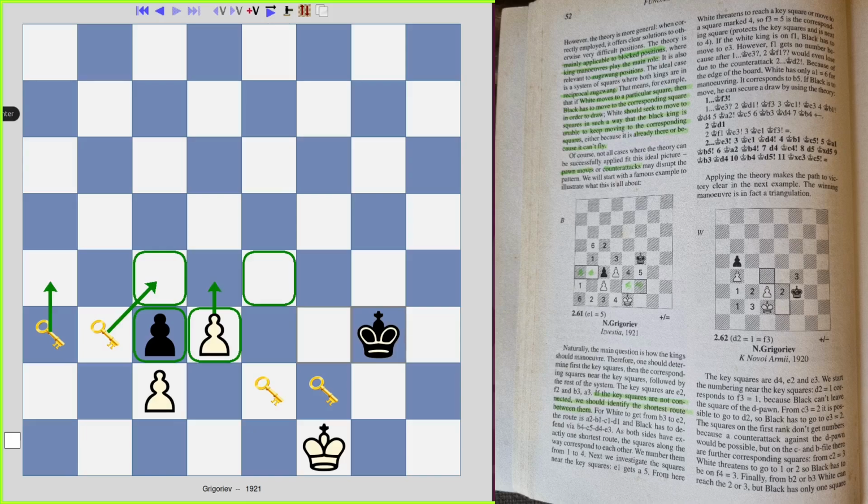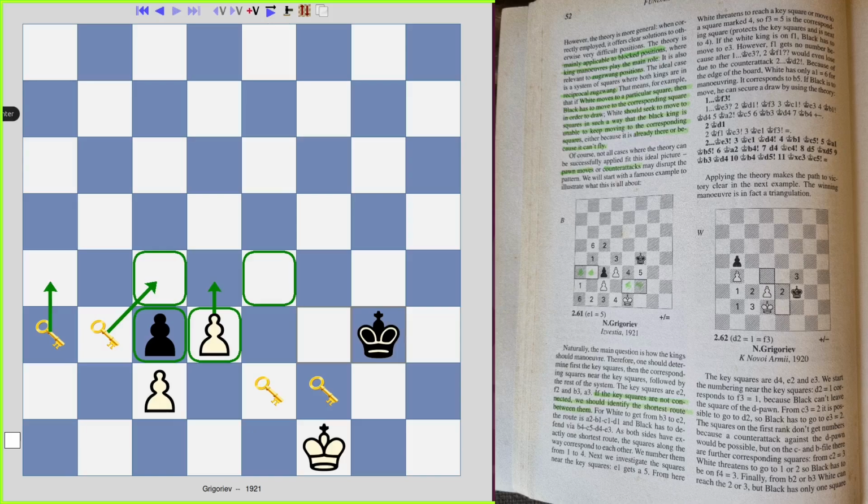The theory is mainly applicable to blocked positions. King maneuvers are therefore the main role. And it's all about zugzwang and reciprocal zugzwang. Now this next sentence, which I've highlighted: white moves to a particular square, then black has to move to the corresponding square in order to draw. Okay, that makes sense. White should seek to move to squares in such a way that the black king is unable to keep moving to the corresponding squares, either because it is already there or because it can't fly.